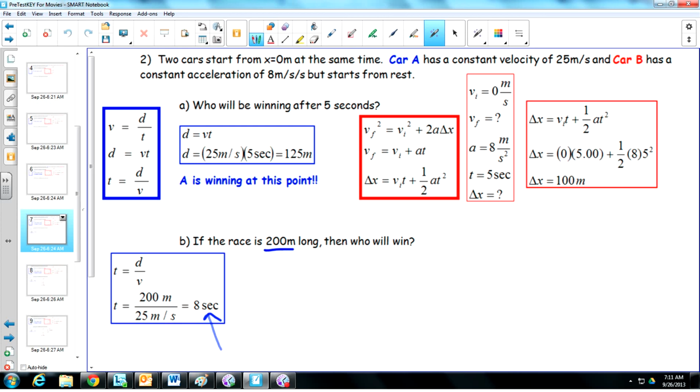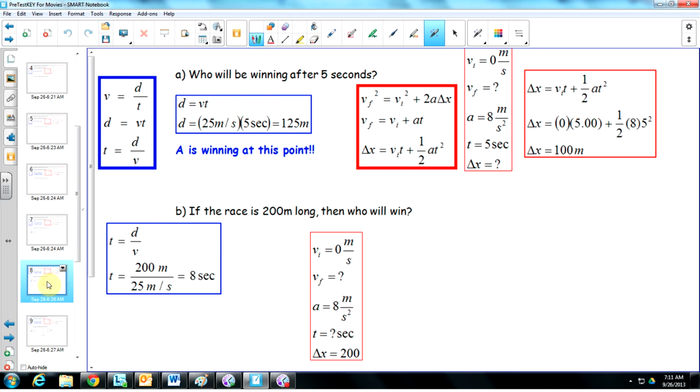Okay, let's see how car B did here with its acceleration. Again, we want to organize our information, so it's a little different this time. The initial velocity is still 0. We still don't know VF. The acceleration is still 8 meters per second squared. This time we don't know the time. And delta x is 200 meters.